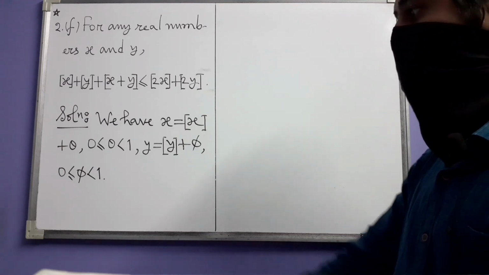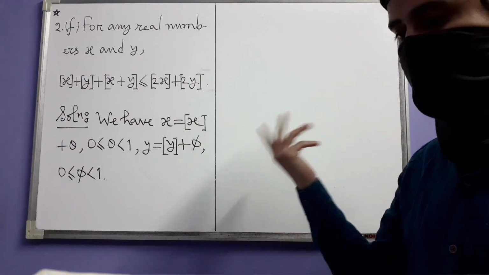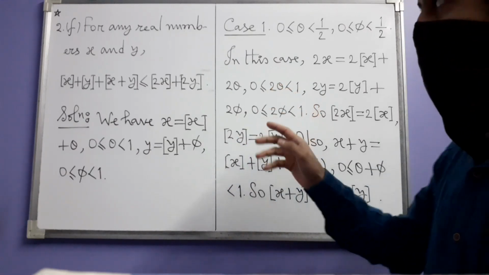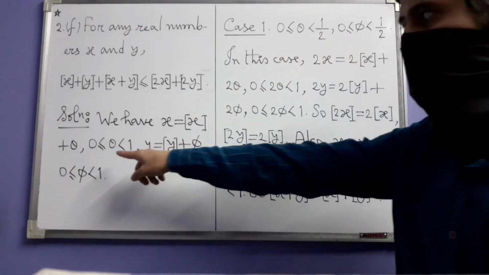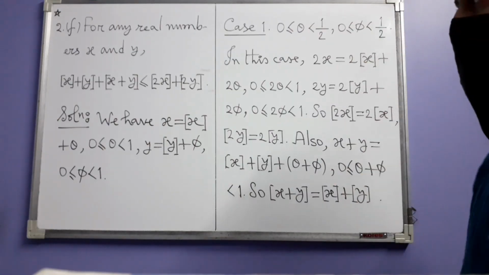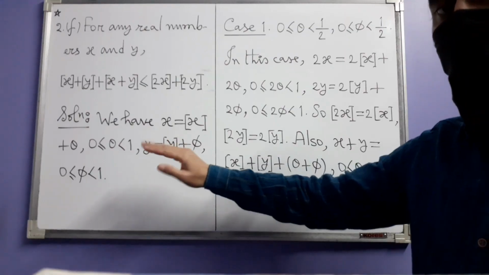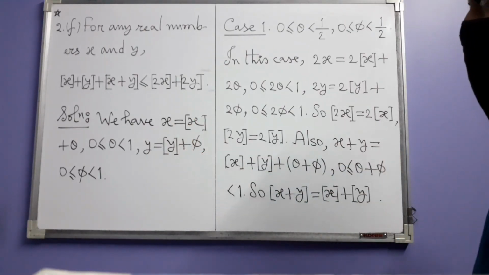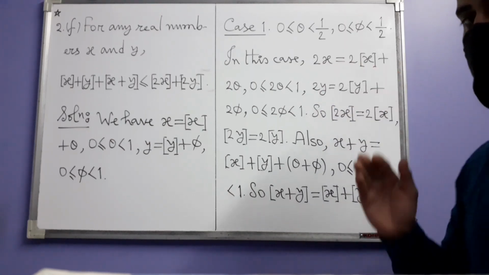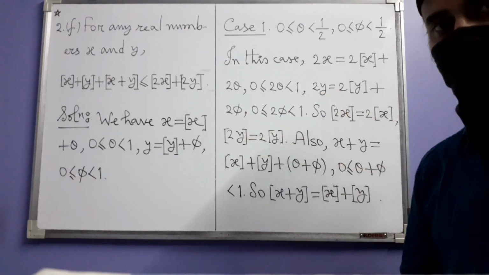Now, further depending on where theta and phi really lie between 0 and 1, some cases arise. So, let's see those cases. This is case 1, where theta and phi, of course, continue to be non-negative, but both of them are less than 1 divided by 2. And in this case, let's see what we get if we multiply both of these equations on both sides by 2. That of course will give us just this and this. 2x equals 2 box x plus 2 theta and 2y equals 2 box y plus 2 phi.